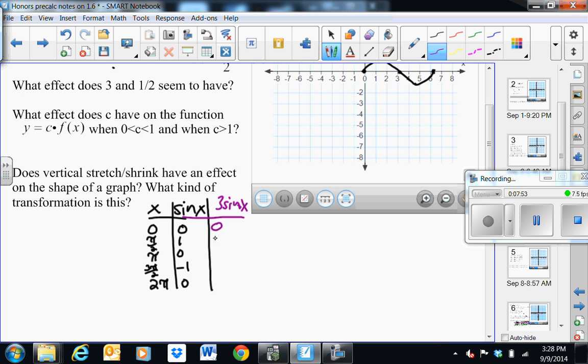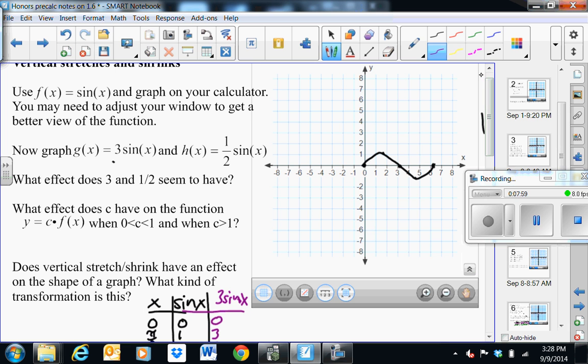So the output's still 0 there, 3 there, 0 here, -3 here, and 0 here. And so our maximums are now going up to 3 and down to -3, and it's going like this. So we've just vertically stretched our function by just multiplying it by 3 on the front.